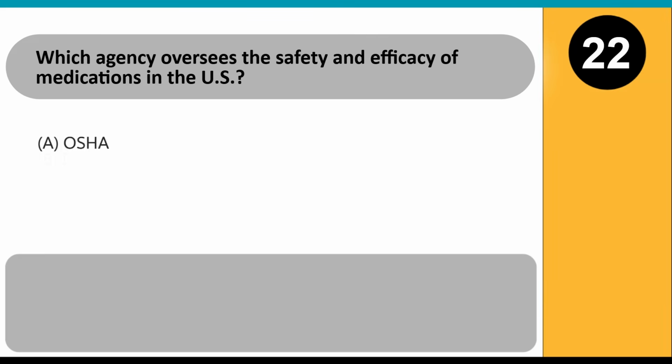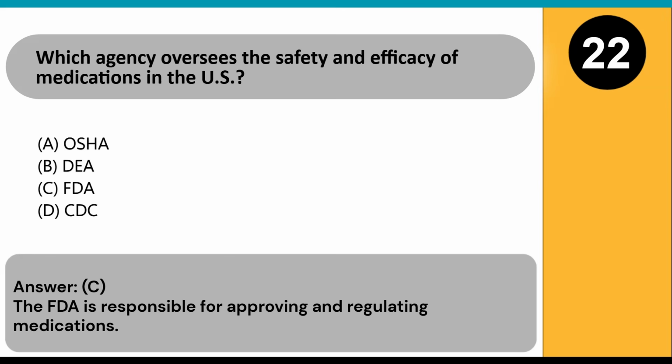Which agency oversees the safety and efficacy of medications in the U.S.? A. OSHA. B. DEA. C. FDA. D. CDC. Answer: C. The FDA is responsible for approving and regulating medications.